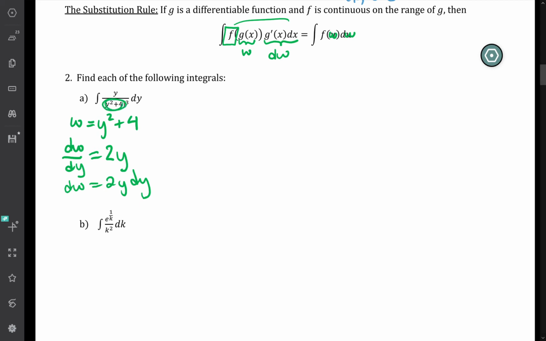And while I'm at it, I can certainly try to substitute the y out as well. That's what I really want to happen. So the only thing I'm not liking right now is I don't have a 2 that I can pull out. So I'm going to divide by that 2.